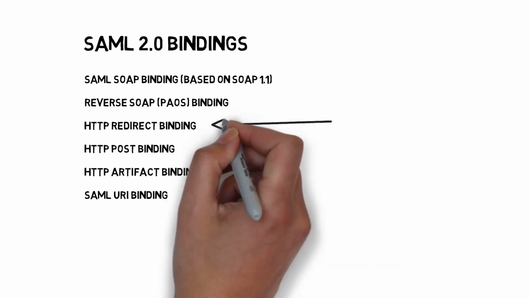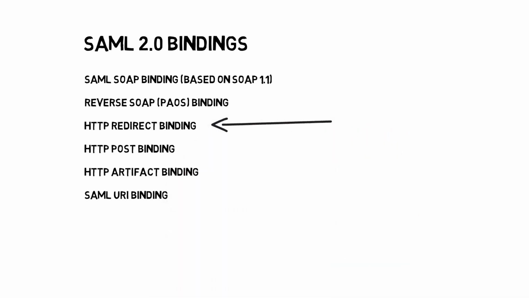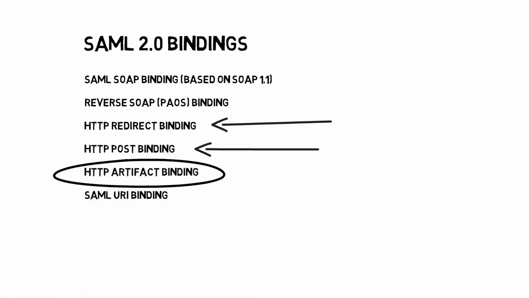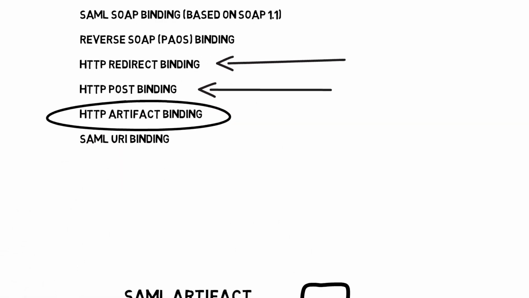The HTTP redirect binding can be used for request for authentication messages sent from an SP to an IDP. HTTP POST is the most common one. This can be used both for transporting the assertion and request messages. The SAML artifact binding is a little special and needs some more clarification.